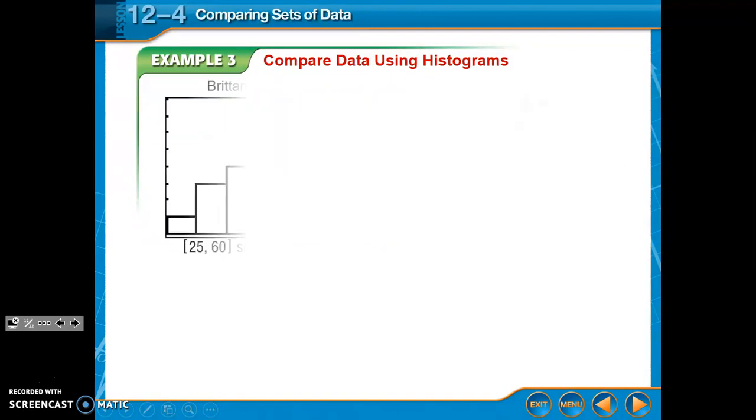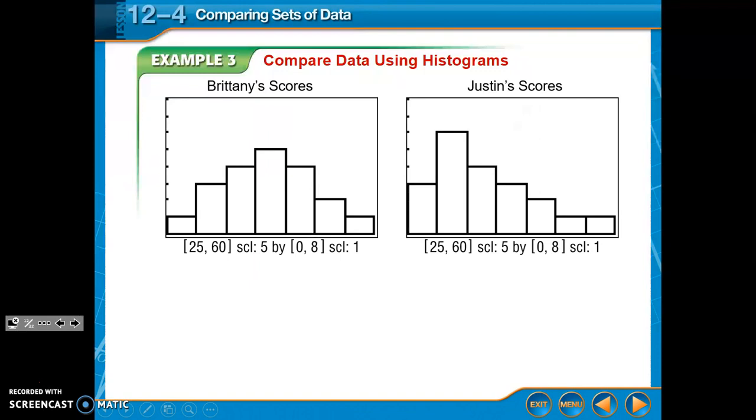So, if you were to use a graphing calculator, this would be what you would get. So, if I'm looking at Brittany's scores, they seem to be symmetric. These are symmetric. Okay, and this one here is positively skewed.